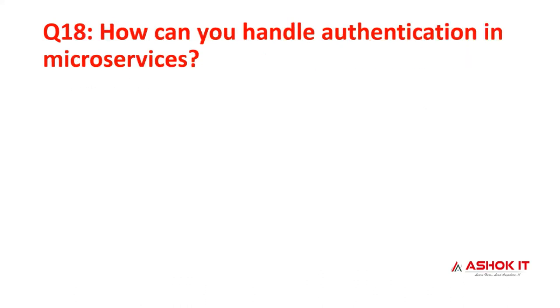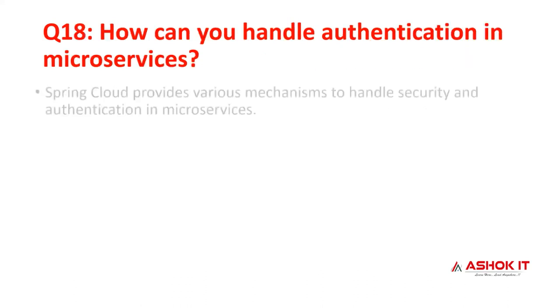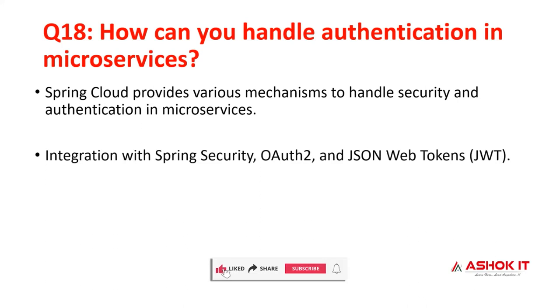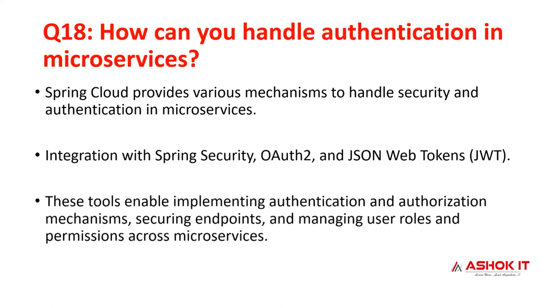How can we handle authentication in microservice application? Spring Cloud provides different types of mechanisms to handle the security. There are concepts like Spring Security, OAuth 2, that is called Open Authorization, JSON Web Tokens, JWT. Like OAuth 2, you can even implement your own resource providers, or else you can use login with Facebook, login with GitHub, login with Google. By using this, we can implement authentication and authorization concept mainly to secure our REST endpoints.